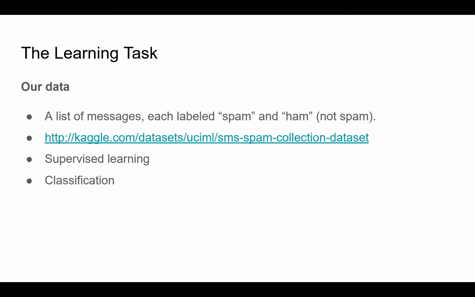So we got a Kaggle data set that contained a bunch of messages, each labeled with spam or ham, meaning not spam. And since this is supervised learning, that means that our data had to be labeled. So that's what the spam and ham is for. And then this is also a classification decision task.